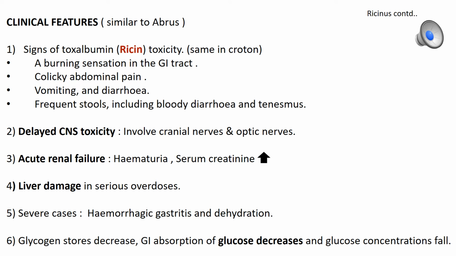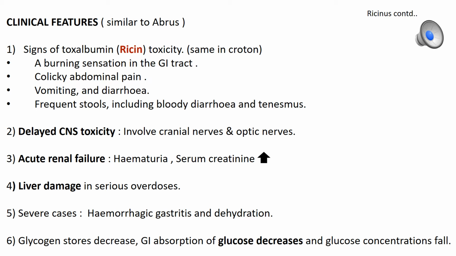So what is the clinical feature of this? The clinical feature is similar to Abrus precatorius, which you will study later. The same kind of plant. What it does is cause a burning sensation in the GI tract, abdominal pain, vomiting, diarrhea, frequent stools, bloody diarrhea. There's delayed CNS toxicity involving cranial nerves and optic nerves.